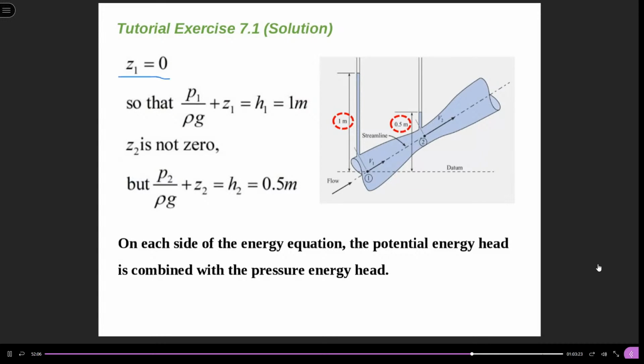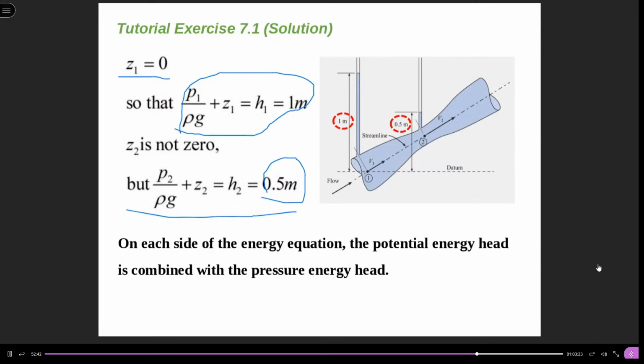So height at point 1 is 0. So that piezometric head at point 1 is 1 meter. Height at point 2 is not 0, but the piezometric head at point 2 is equal to 0.5 meter.